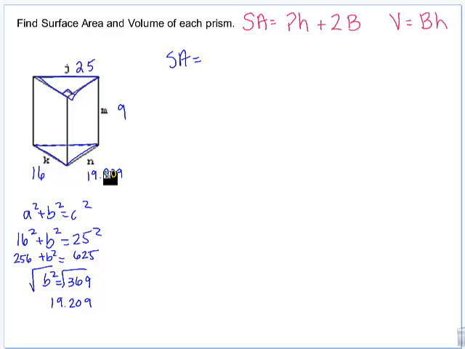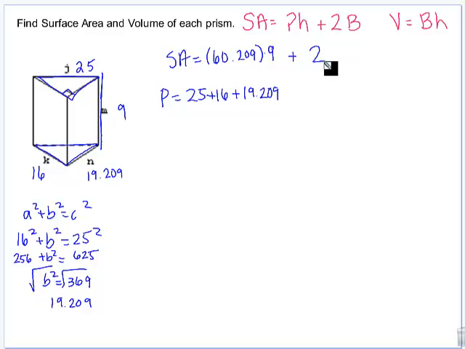So now the perimeter, we'd have to add up 25 plus 16 plus 19.209. So when we add 25, 16, and 19.209, we get a perimeter of 60.209 times the height, and we see here that our height is 9. Plus, now we need to take 2 times the area of our base. Well, our base here is a triangle, so 1/2 base times height.